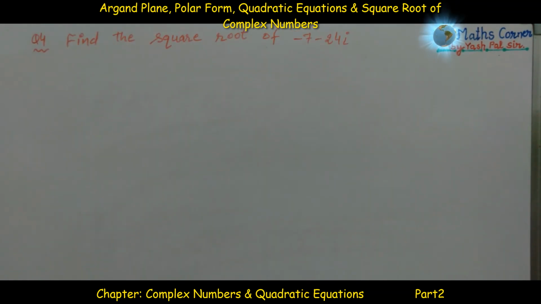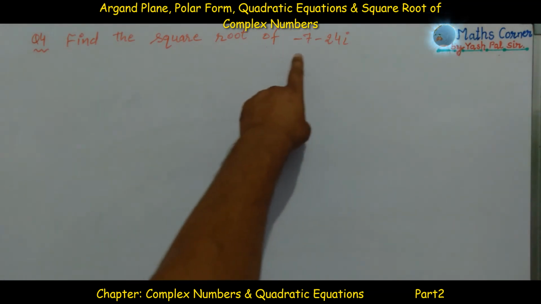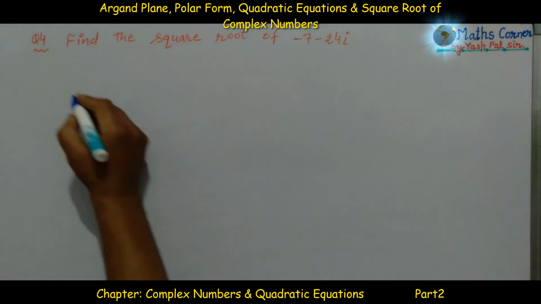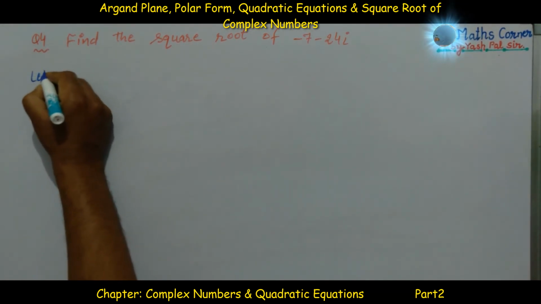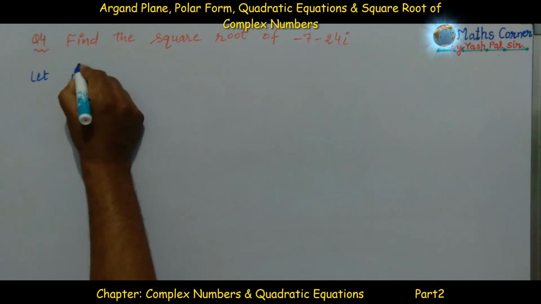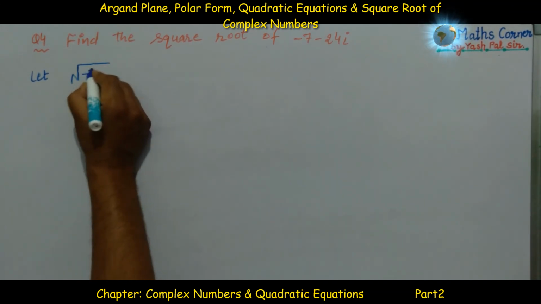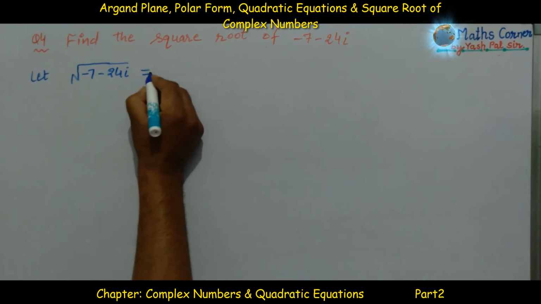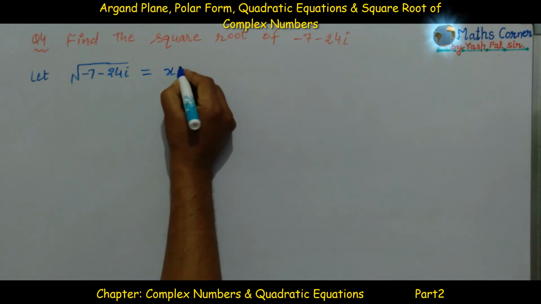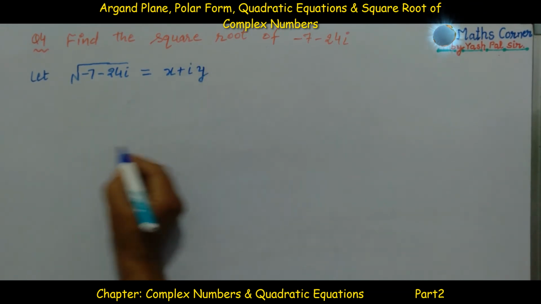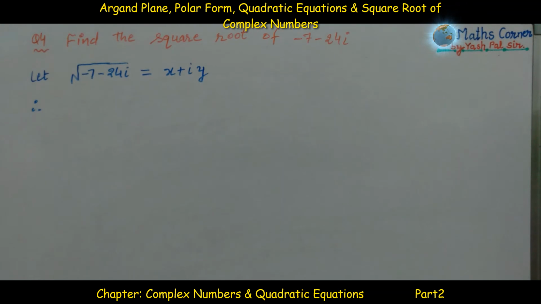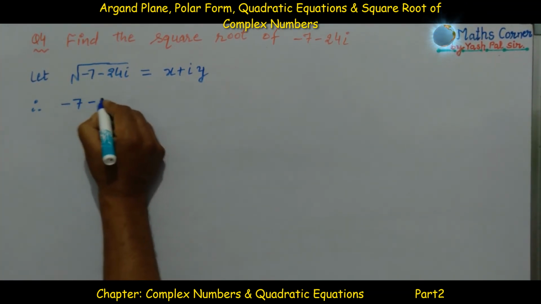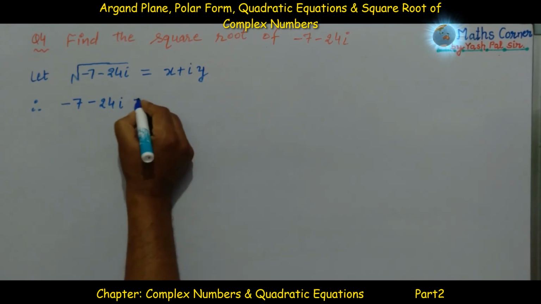Let us take one question. Find the square root of minus 7 minus 24 iota. So first of all, let the square root of minus 7 minus 24 iota be, directly assuming the result, x plus iota y. So what should we do here? First of all, squaring on both sides, we write minus 7 minus 24 iota is equal to its square.